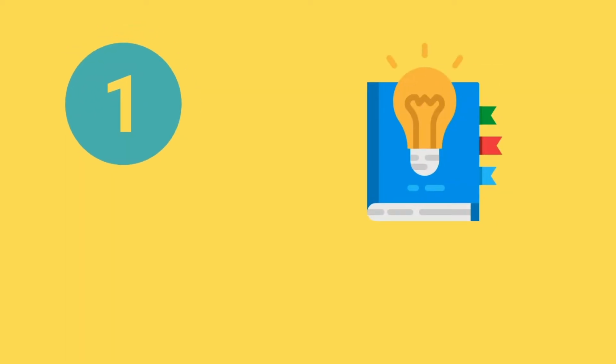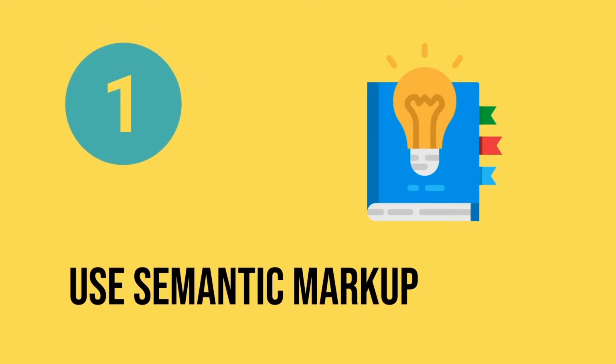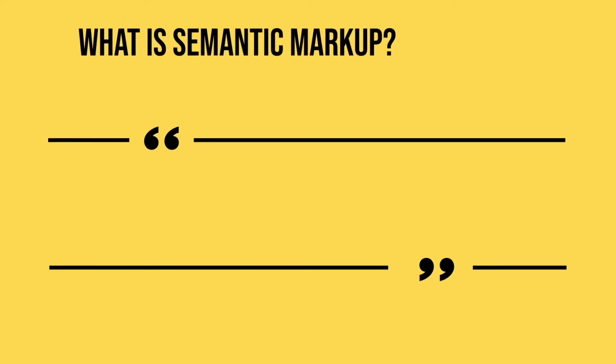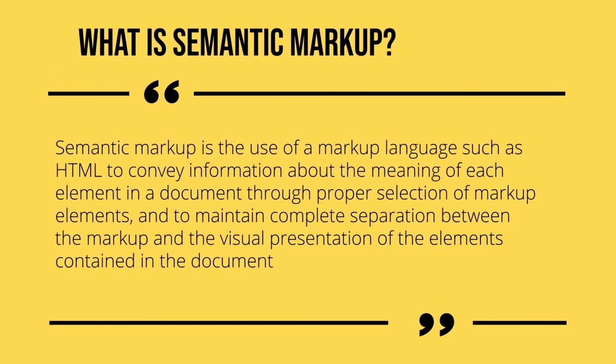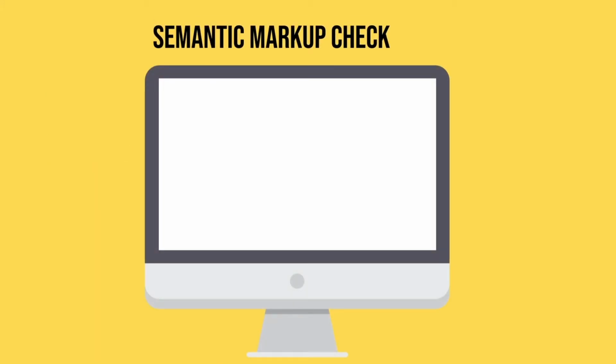Best practice number 1 is use semantic markup. Semantic markup is the use of markup language such as HTML to convey information about the meaning of each element in a document through proper selection of markup elements, and to maintain complete separation between the markup and the visual presentation of the elements contained in the document. You should always use HTML tags that convey the meaning of the element you are building.